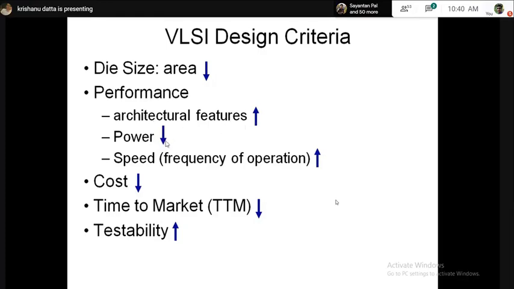Power has to be low, right? And the speed, the frequency of operation, also has to be high, right? And then cost has to be low, right? That's where the business is, and this cost is directly related to area, right? If you can make the whole thing in smaller silicon area, then the cost per product will go down. So that was the key motivation for Moore's law.